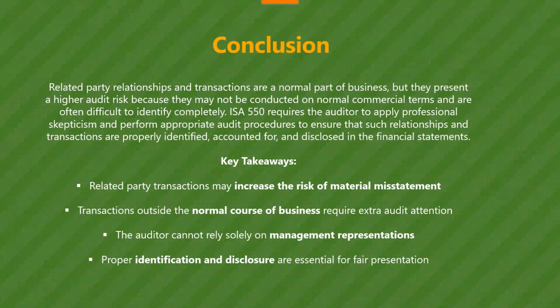To conclude, related party transactions are common in business. However, they create higher audit risks. They may not be carried out on normal commercial terms. ISA 550 requires the auditor to be alert and skeptical. Proper identification, accounting, and disclosure are essential. They help ensure fair and reliable financial statements. Now you understand what ISA 550 is all about.